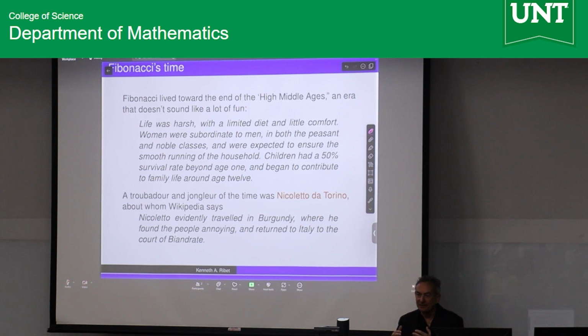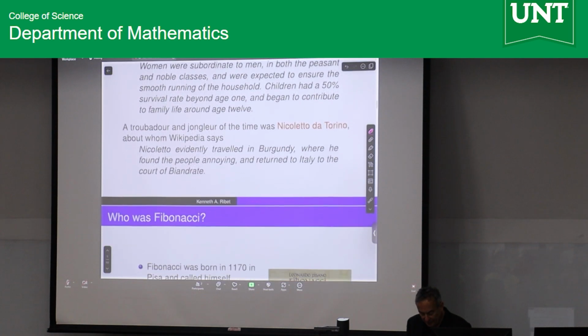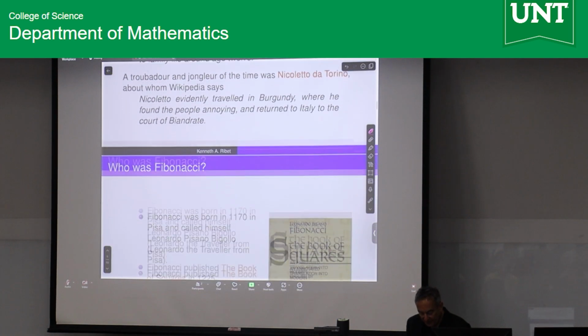Now you think of like Bach or Beethoven, and the only composer I could find around the time of Fibonacci was a troubadour named Nicoletto da Torino, whose webpage is quite funny. It says that he traveled to Burgundy and found the people annoying and came back to Italy. So this was really a long time ago, and Fibonacci lived primarily in the 13th century.